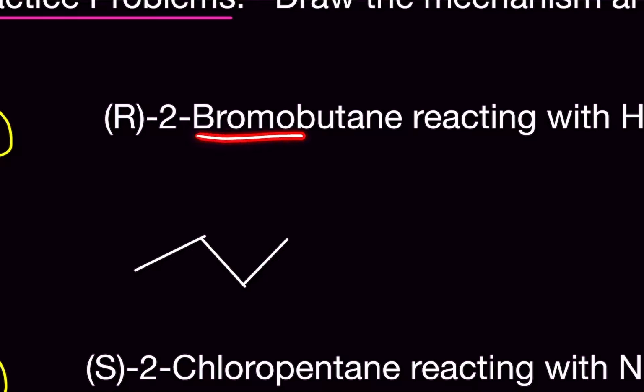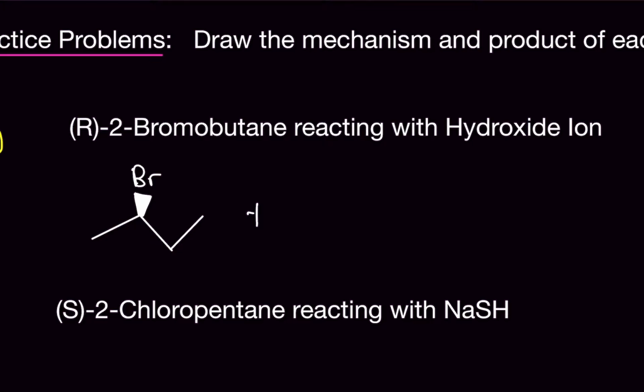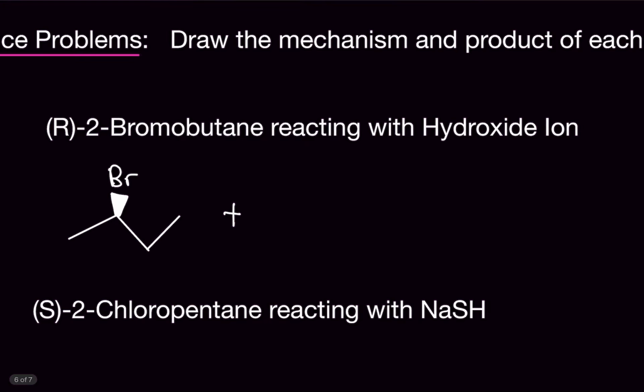We have a bromo here. Bromo stands for bromine. And it's located on carbon number 2. So we start from the left to right. 1, 2, 3, 4. This is number 2, right? We're looking at this carbon right here. And it's in the R configuration. So if you don't know what that is, please watch my other video on R and S configurations. But let me just draw this in. A bromine. All right? And it's going to react with the hydroxide ion. Our hydroxide is this.